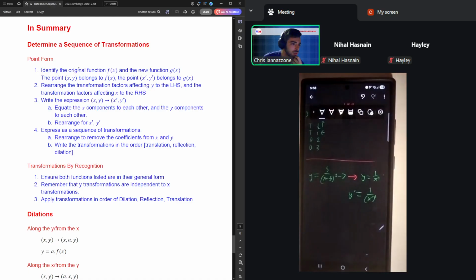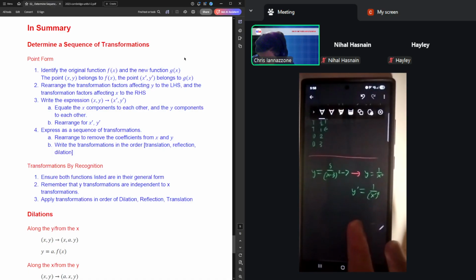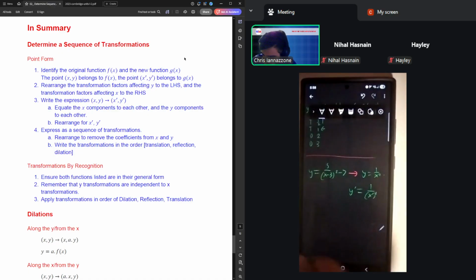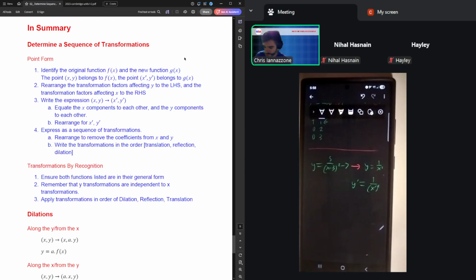Cool. Okay. Next step, rearranging the transformation factors affecting the y to the left-hand side, and x will just stay where it was. So we're going to do a bit of rearranging. Obviously this one has nothing to rearrange, it's just a basic function. This one's got some stuff that we could rearrange. Any ideas what we would start moving over?